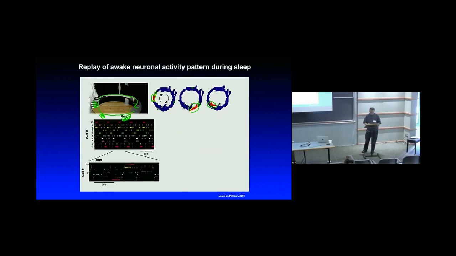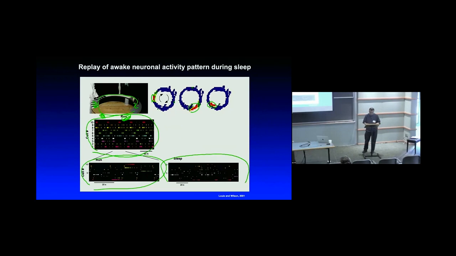If you repeat this task and let them run over and over again, you can see the pattern of activity repeated over time as the animal rotates around and around. And this is one cycle. If you take this animal, let it go back to the home cage and sleep, you can actually find similar activity. You can see the red cell fires here, the orange cell fires here, the white cell fires here, and this purple cell fires around here. So there is a statistically significant similarity between the activity during sleep and run. This is called replay of awake neuronal activity.